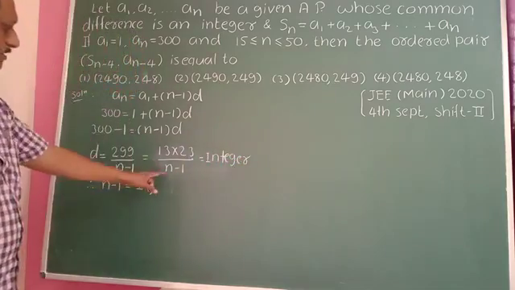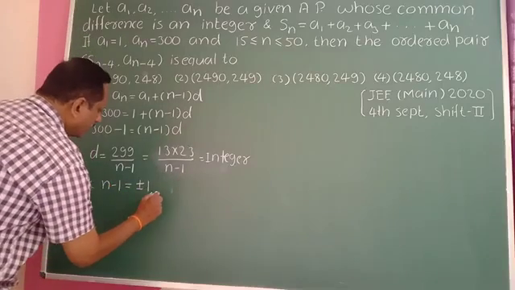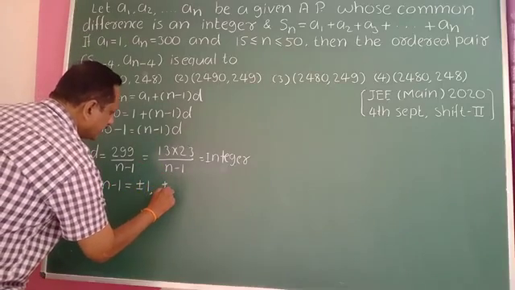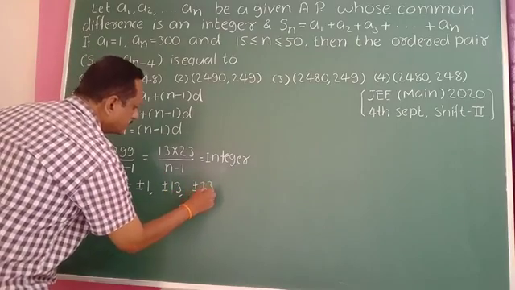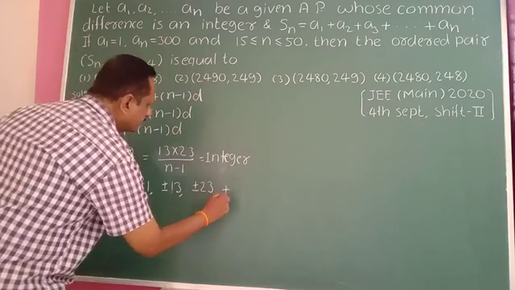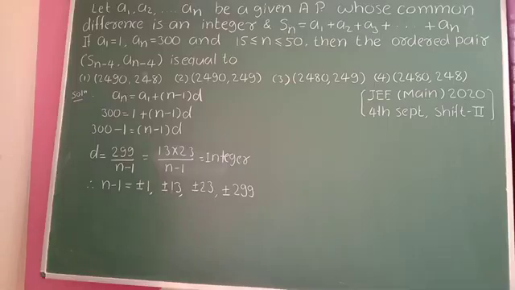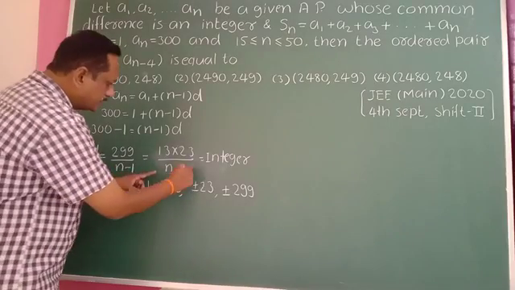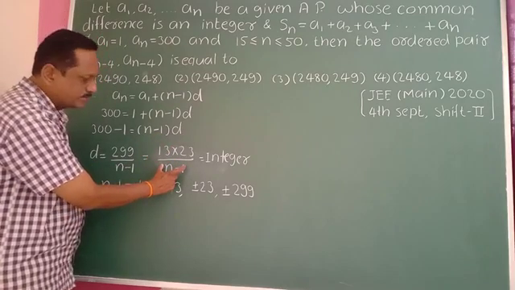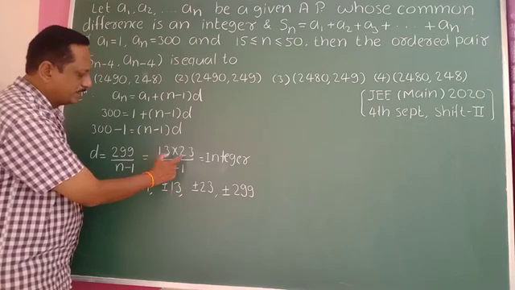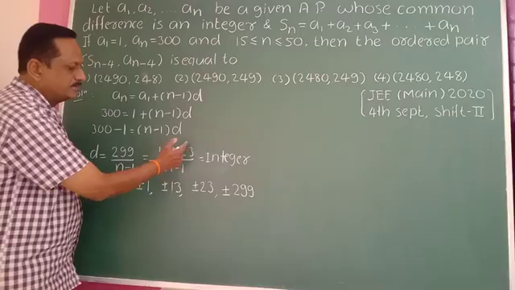Okay. Here this is an integer. When is it possible? Either it is plus 1 or minus 1, or plus or minus 13, or plus or minus 23, or plus or minus 299. Because here the complete term is an integer. If it is an integer, this must be plus 1 or minus 1, which gives 299. Suppose it is plus 13 or minus 13, then this is the remaining term.